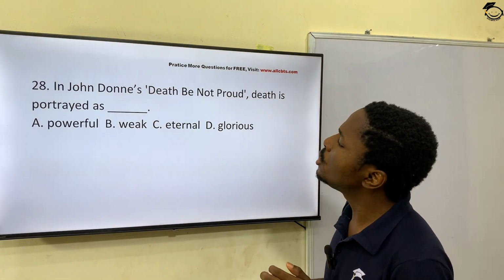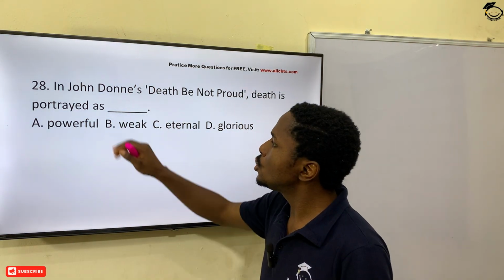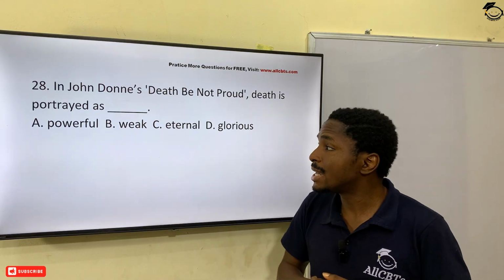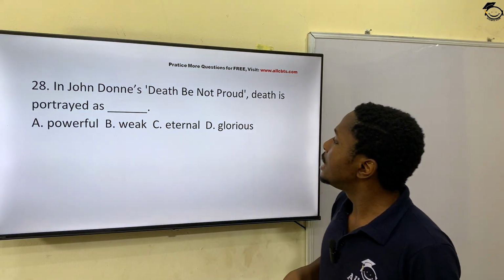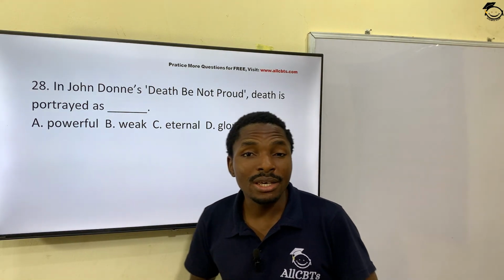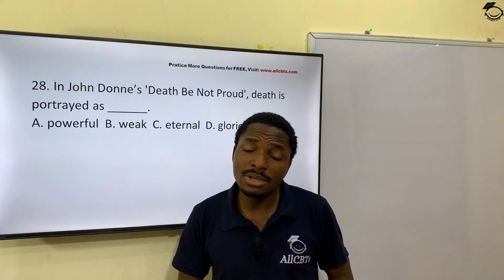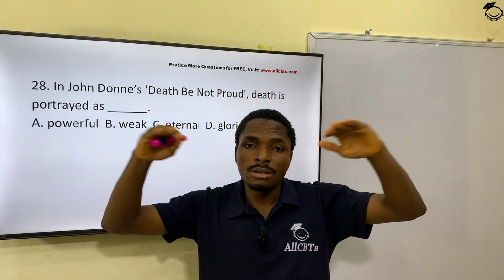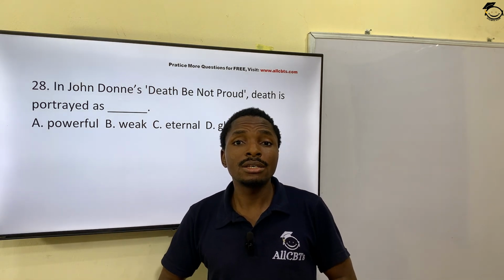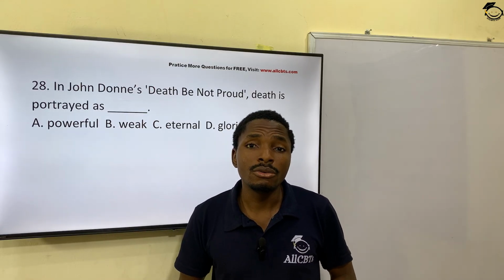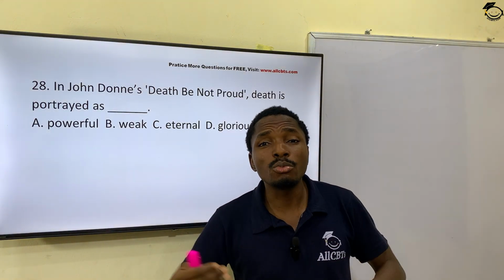28 now. In John Donne's Death Be Not Proud, death is portrayed as what? So John Donne was a religious writer, and this book contains a lot of religious themes. So John Donne portrayed death as weak, against the popular African notion of death being powerful. Even some people worship death. They see death as being the Lord. When you watch a lot of Yoruba movies, you even see them chant odes to death, Oriki, to death, just like they would do to Shango and Ogun. They also do to death, and some people worship death.